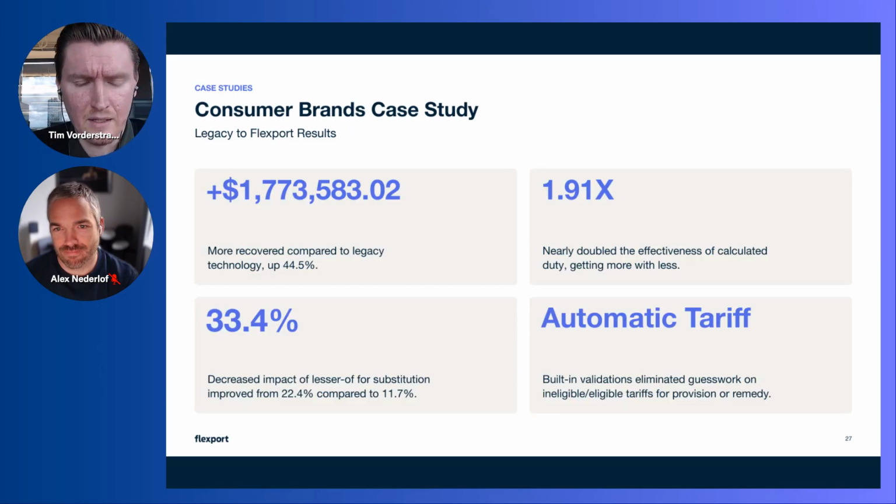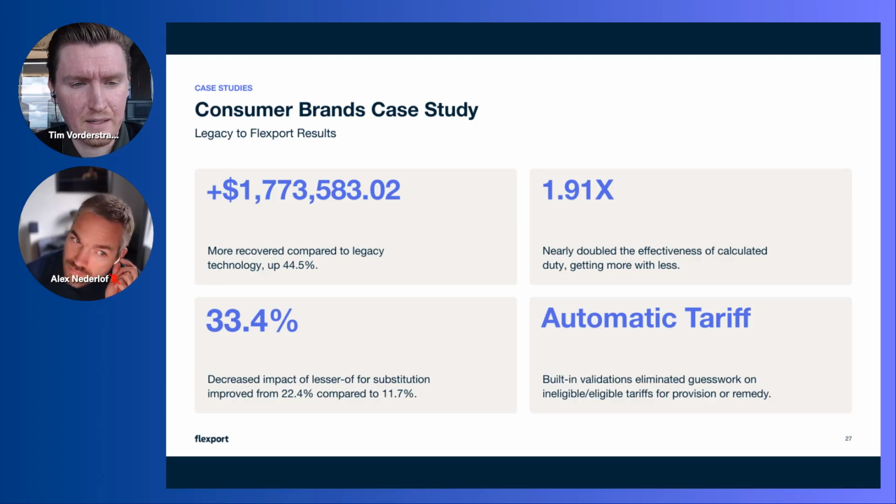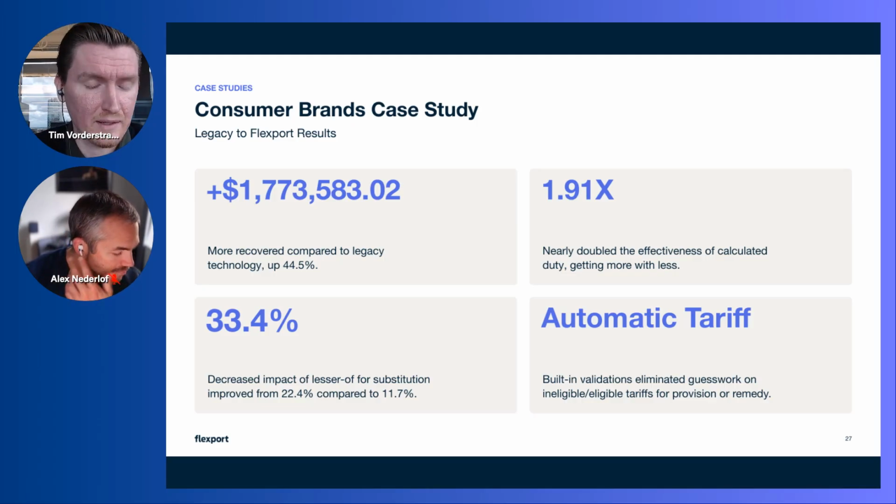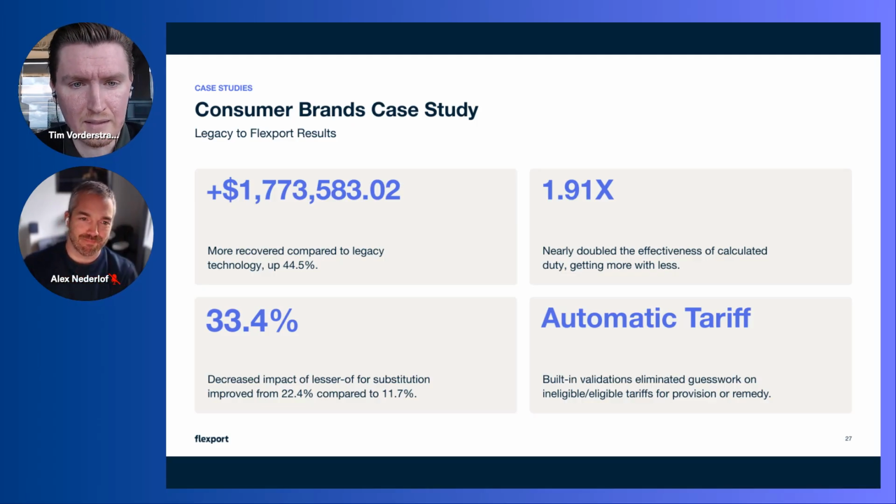So this is a very similar story, right? We were able to get them 1.7 million more. Again, nearly doubling the effectiveness of the calculated and decreasing the lesser of implications by 33.4%. And what we want to highlight here is they had very different HTS numbers and tariffs all over their imports. They have some other, and we were able to just ingest the data and let the system do what it does, and it validates against all of that and generates a compliant claim.